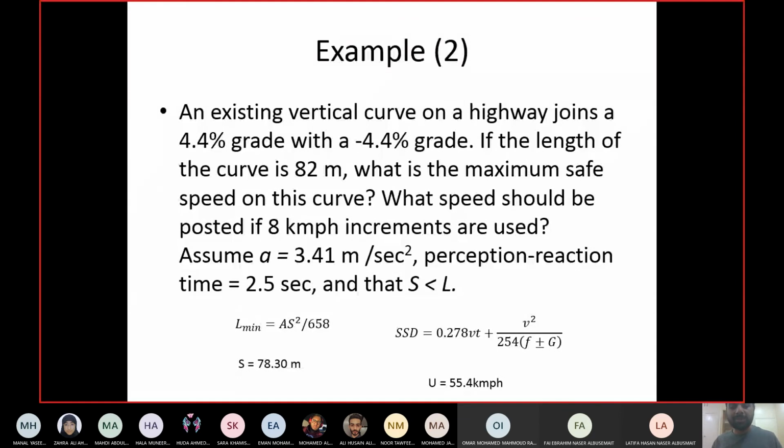8 times 7 is 56. Is it possible? No, because your design speed is 55. So 56 is not possible. So the highest multiple of 8 you can suggest is 48. So you will suggest a speed limit of 48 kilometers per hour, because this is the highest multiple of 8 you can suggest while being below the maximum speed. Your maximum speed is 55 kilometers per hour. To save the driver, you will put a speed limit of 48 kilometers per hour.